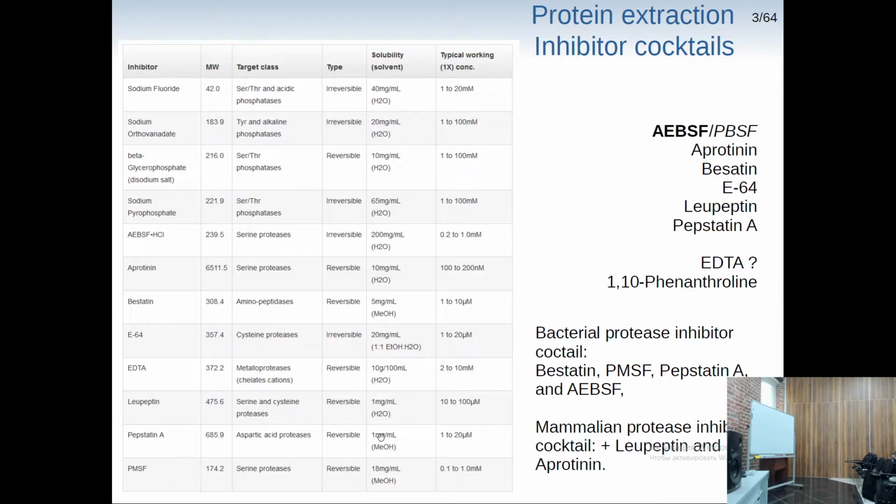For instance, if you are working with bacterial material, you do not need some of those inhibitors because there are no proteases of such classes in prokaryotic cells, and you can just use those three. You could use either ABSF or PMSF. But if you are working with mammalian cells, there are two additional classes of proteases, and you will have to add at least those two.